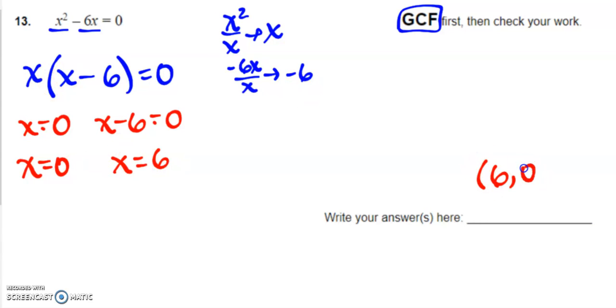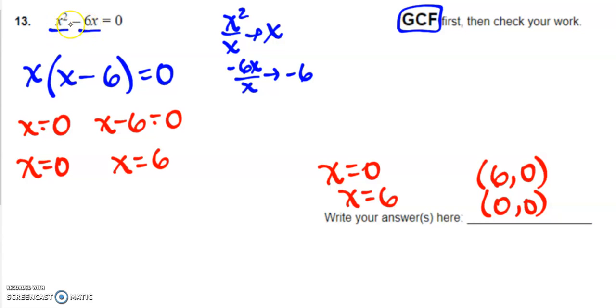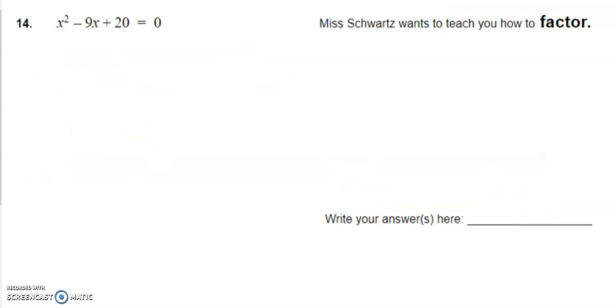So I can write my coordinate points if I'd like to, or I could just write x equals 0, x equals 6. When you have two terms, greatest common factor is going to be what you want to look for first. All right, in this one, I think factoring is going to be the most efficient method. So I'm looking for things that multiply to 20 while adding to negative 9.